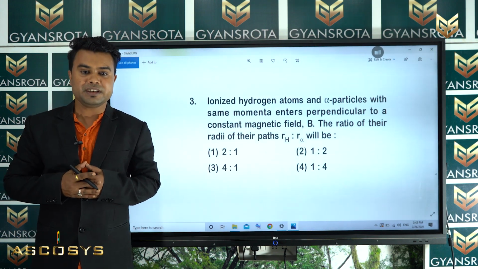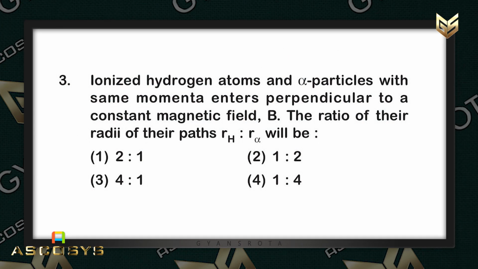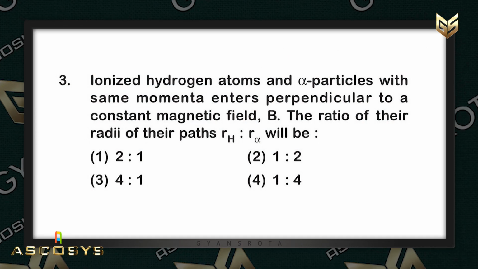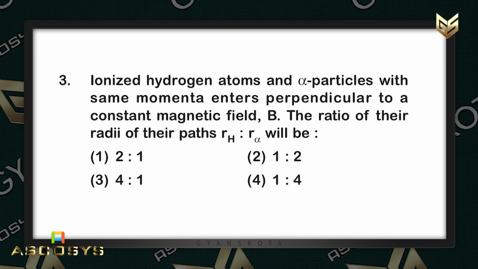In question number 3, if you can see, it is written ionized hydrogen atom and alpha particle. Alpha particle is nothing but what?